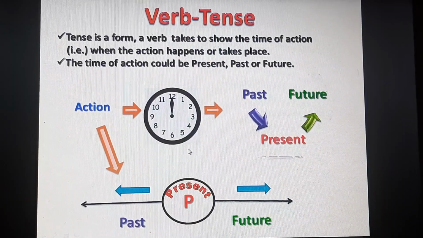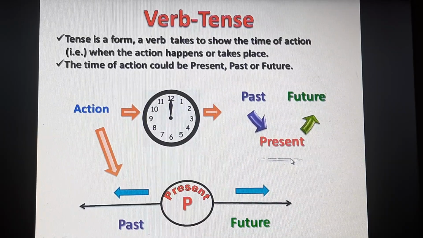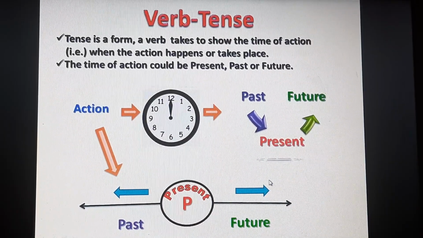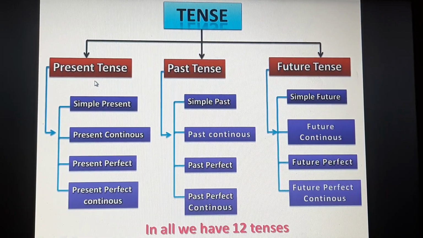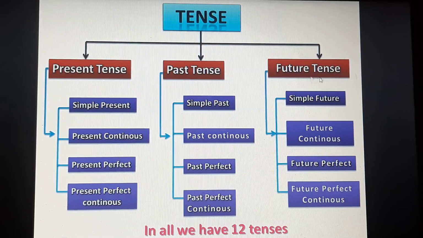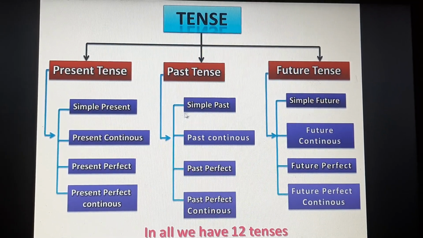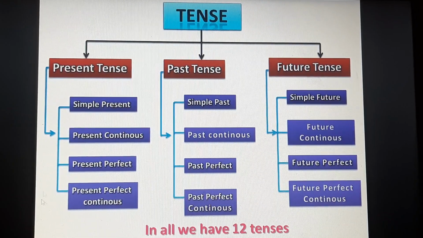Now, as time could be past, present, or future, tenses are mainly divided into three main types: present tense, past tense, and future tense. Now, each of these three types has four subtypes.